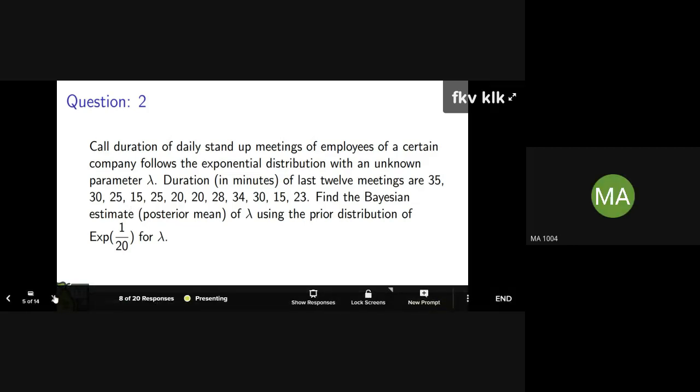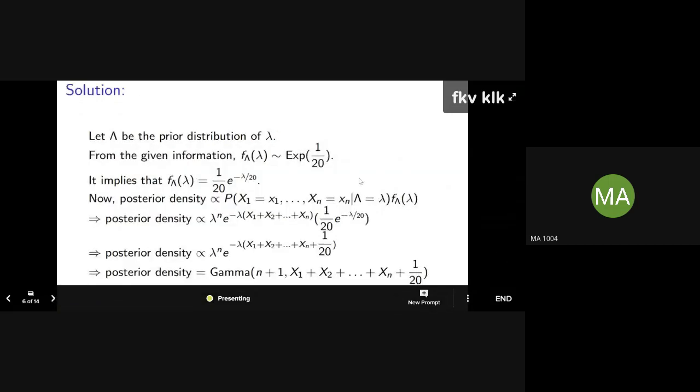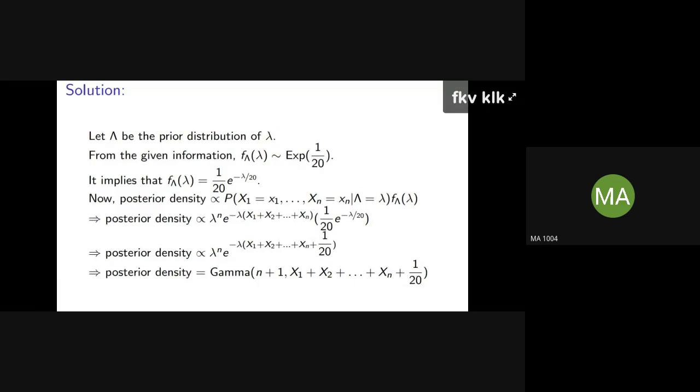Okay, let's go back to the solution now. Here you see this weird sign, which is a capital lambda. So let capital lambda be the prior distribution of this lambda. It is given that it follows exponential 1 by 20. So exponential 1 by 20 means the parameter lambda is 1 by 20. So it is going to be 1 by 20 e to the power minus lambda by 20. This part is clear. Why is f lambda of lambda equal to 1 by 20 e to the power minus lambda by 20? Because it follows exponential 1 by 20.